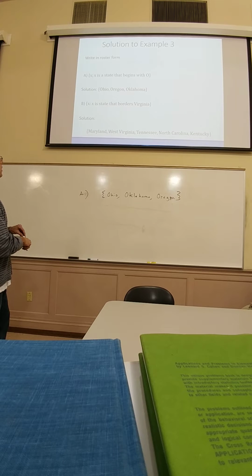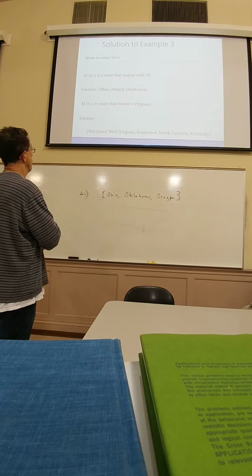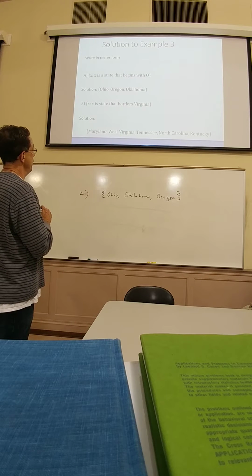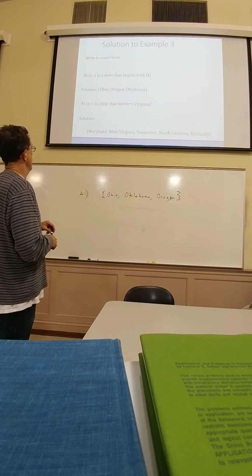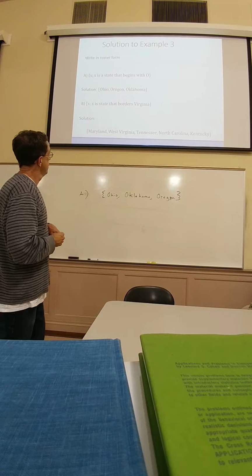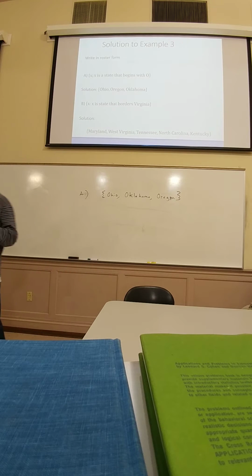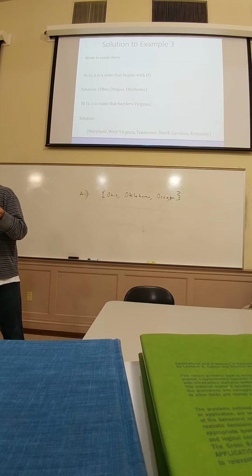The other thing is X, such that X is a state that borders Virginia. Those states are Maryland, West Virginia, Tennessee, North Carolina, and Kentucky. There's 5 of them. Like I said, don't worry about geography facts. I just kind of put that in as a fun activity. And of course, for any homework or problems, you would have complete access to the internet. So certainly on your smartphone or on your computer, you can look them up. Anyways, that is going from set builder notation to roster form.